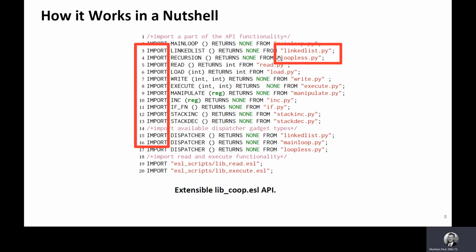The functionalities are defined in Python, and as you can see, we have different types of primitives defined in these Python files, like linked list, loopless, and read-write operations, execute operation, manipulation operations. So these have to be imported into the ESL specification in order to be able to craft the attack. So we have all kinds of primitives here, like for example, different API functionalities. We have dispatcher gadget types. We have read and execute functionalities. And this is how we basically reuse our API, and basically the specification can be very small.